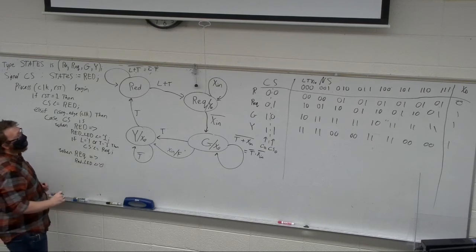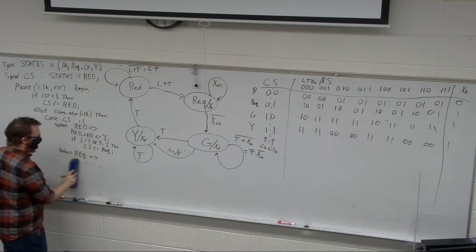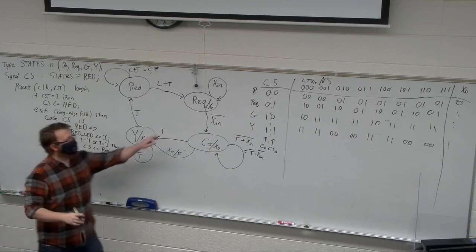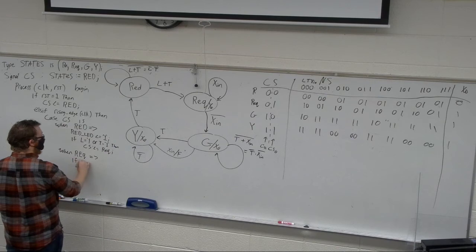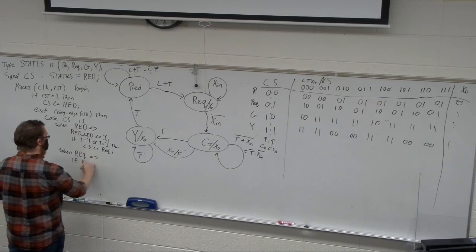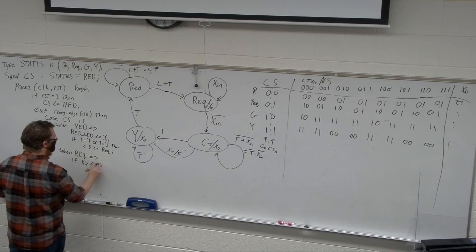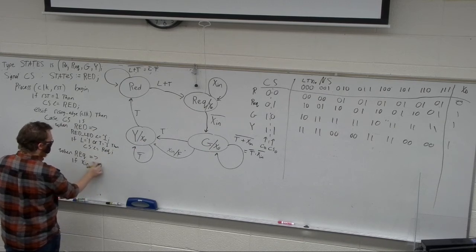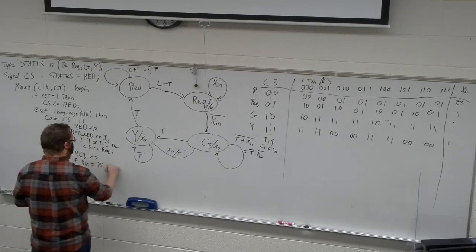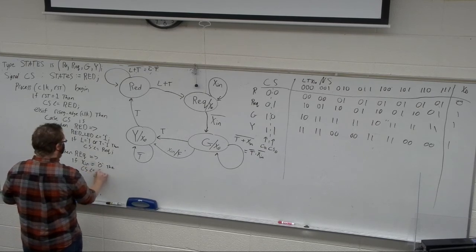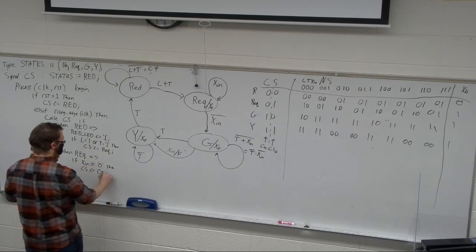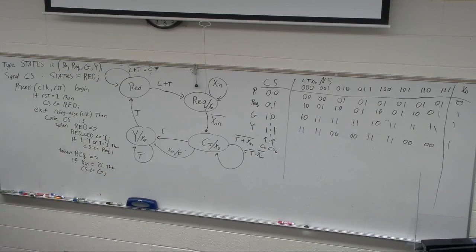Right? Because, oh wait, that's not true. We're still red. We can leave red high, right? Because we're still waiting. We're not green yet. Then if xn is equal to 0, oh, not that equal, this equal, then current state updates to green. Right? And so on and so forth.